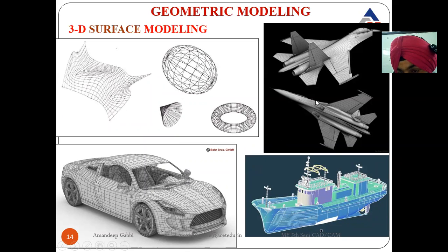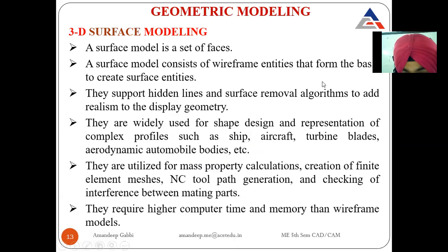Similarly, you can see this on the airplane also. The mesh is generated on the airplane also. So this mesh is used for different types of analysis, FE analysis, NC tool path generation, and checking of interference between mating parts. If you want to check the interference between two mating parts that are in close proximity, you use this surface model.